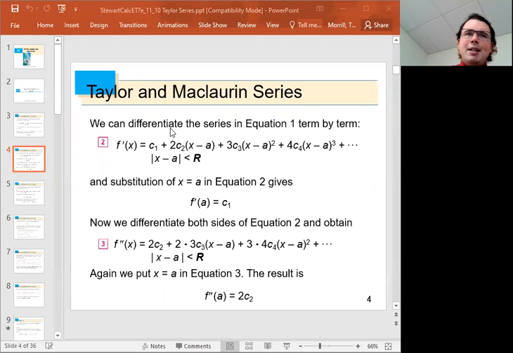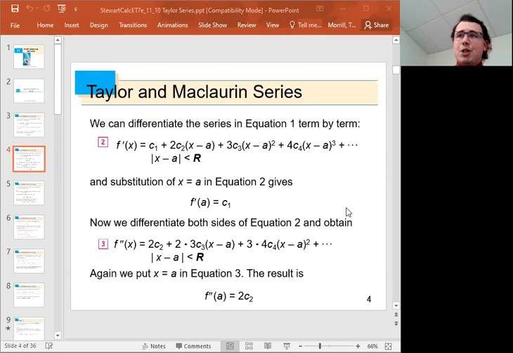Then I've got twice the C2 coefficient, and C2 used to be the coefficient of the quadratic term. Here it's multiplied by x minus a. Then I've got 3 times the coefficient that used to be on the cubic term, and here it's on the x minus a squared, and so on. So my first derivative of the power series, evaluated at x equals a, gives me the C1 coefficient from the original power series.